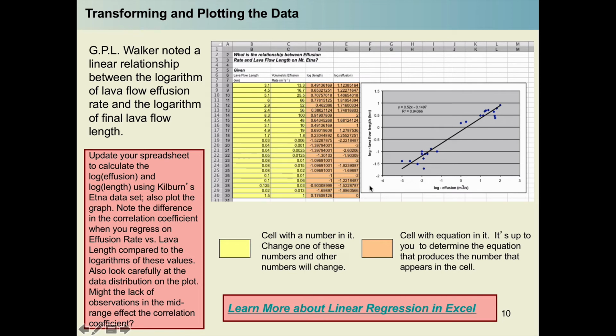You can formulate your calculation and then check against this example to make sure that your calculations are correct. Then you're going to plot log lava flow length versus log effusion rate, and you're going to fit a linear trend line to it. And you're going to come up with the line fit, which is y equals mx plus b. In this case, it's y equals 0.52x minus 0.1497 with an r squared coefficient of 0.94. So these are the things that you're going to want to do with your first setup.